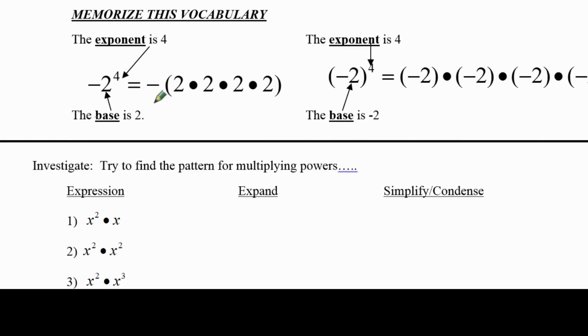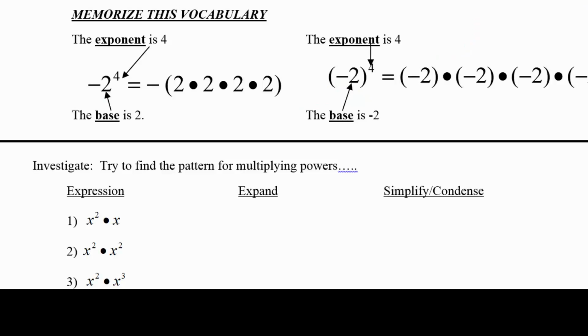Before we do the rules, let's talk about the vocab. When we talk about an exponent, we're talking about the number up top. So, the exponent is 4, and the base is 2. Now, in the second version, the base is negative 2. So, the base is whatever is being raised to the power. Now, if you had a 2x raised to the power of 4, I could consider this as 2 separate ones, but I would say the base is 2x, and the power, or the exponent, is 4.